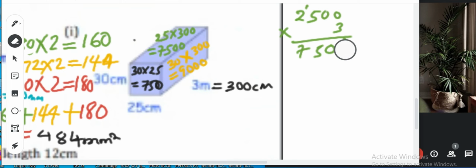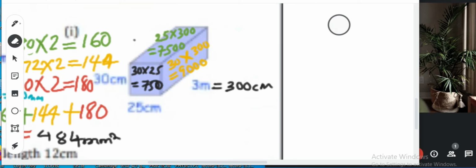Alright, so we have all of that. What we need to do now is to remember that each face has a double. The one at the top has a double below. The one facing us has a double behind. The one on this side has a double at the other side. So each of these must be multiplied by 2. So what we do is we say 7,500 for this one at the top, multiply by 2.